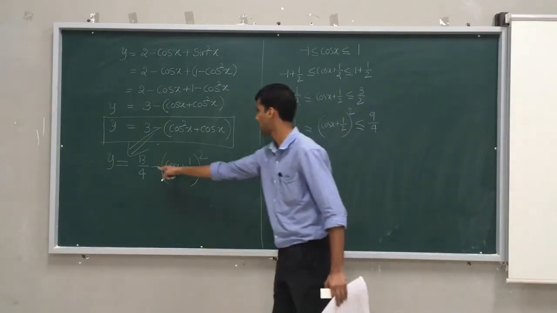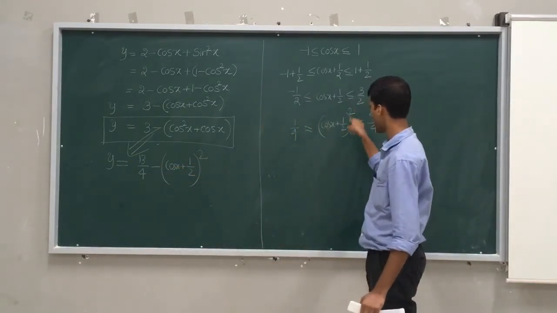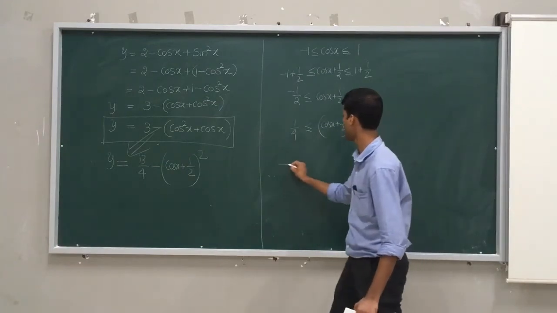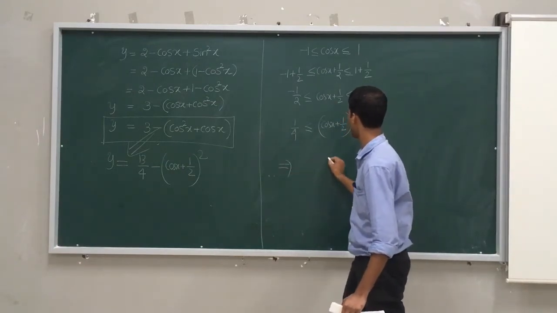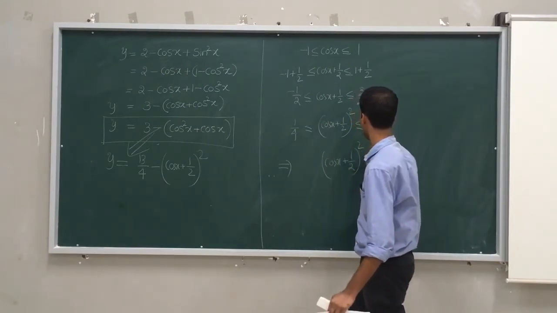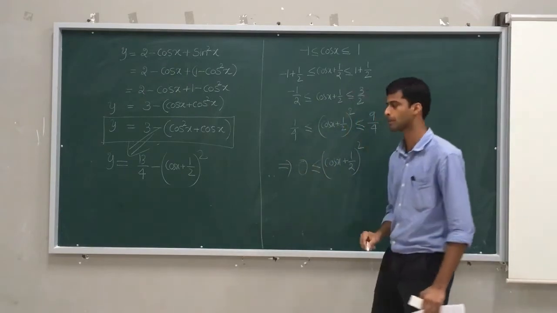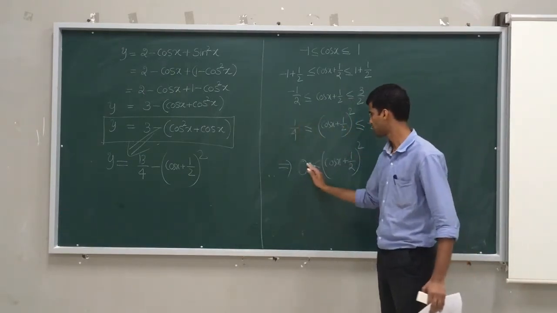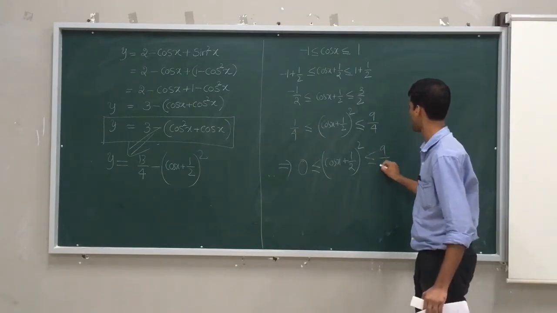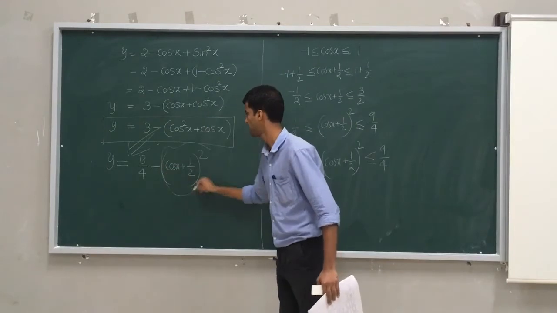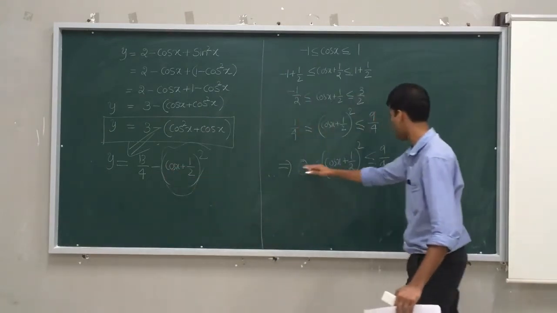Now I have a minus sign. Therefore, what I will observe here is, I write this thing as cos x plus 1 by 2 the whole square is more than or equal to 0. Because 1 by 4 is more than 0, I will neglect this quantity. So it is more than 0, less than or equal to 9 by 4. I will think like this. But I have a minus with this square, so I will multiply by minus on both sides.